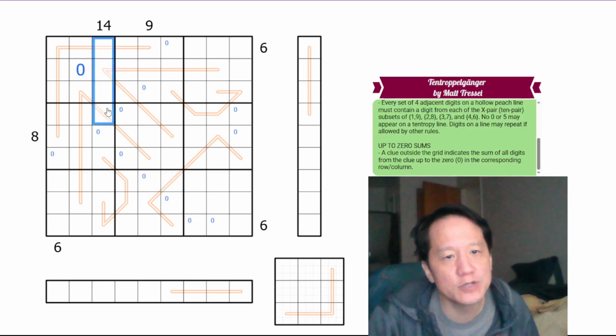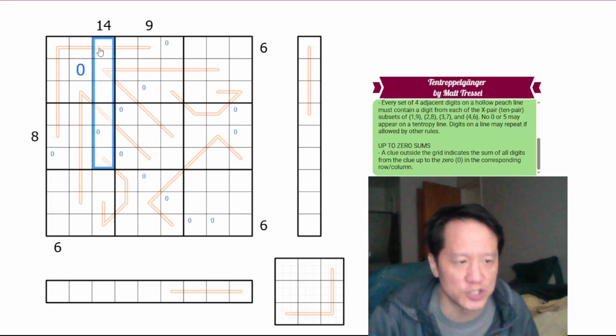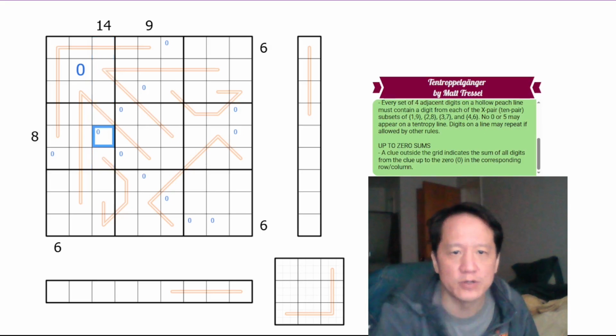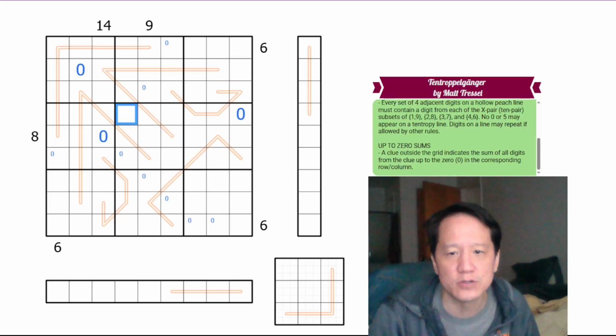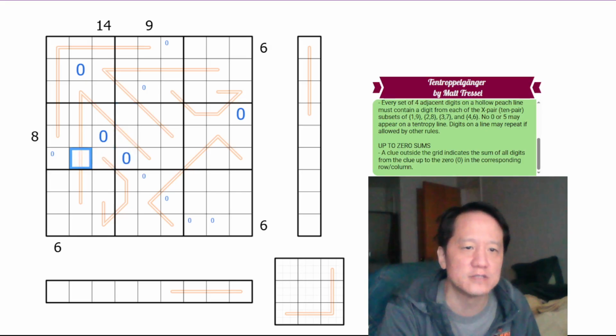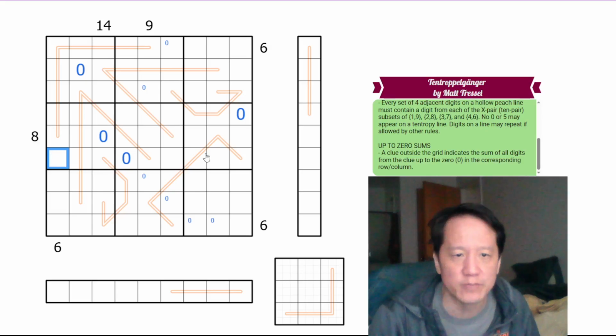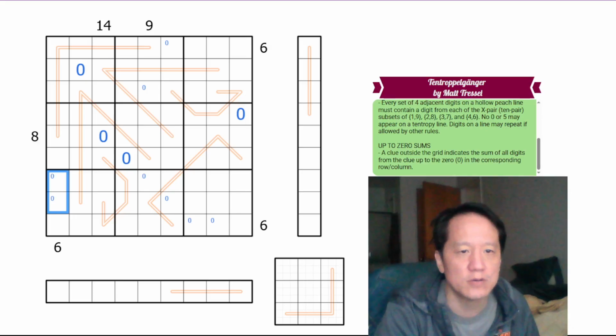Up to 0 here. Can you have 14 with the sum of 6 digits without a 0? No. So this must be 0 here. So this is 0 here, which eliminates 0 here, which makes that a 0, which eliminates 0 here. So that makes this a 0 here. So this can't be 0 anymore. So one of these 2 is a 0 here.